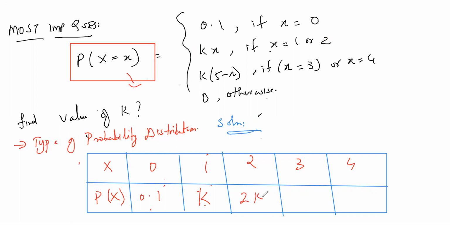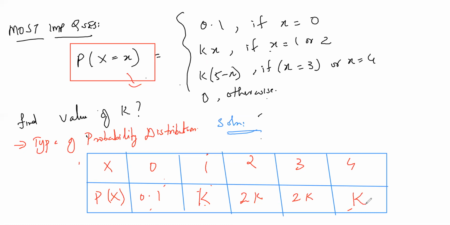Correct? x is equal to 3. 5 minus 3. What is 5 minus 3? This is my x, this is not my n. This is my x itself. Okay, 5 minus 3 is 2k. Correct? Then, if x is equal to 4, it is 5 minus 4. That is 1, that is 1k. That is k itself.